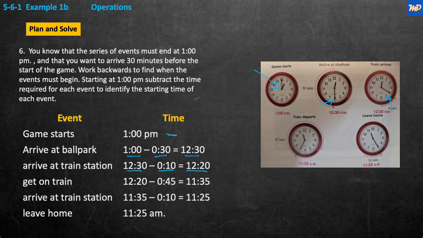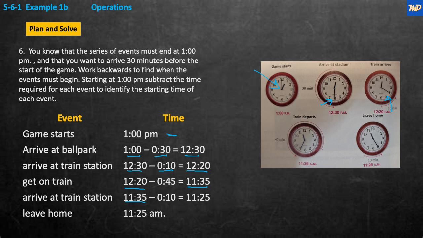Now that we're at the train station at 12:20, we need 45 minutes on the train. So we've arrived at the station, and we get on the train right here. Sorry. 12:20 and subtract 45. That's going to give us 11:35. So we look back and go back 45 minutes from 12:20. We'll end up at 11:35. So that's where we get 11:35 right here.